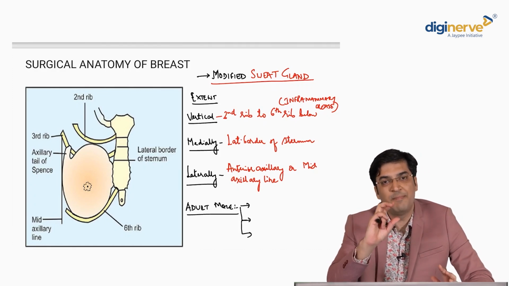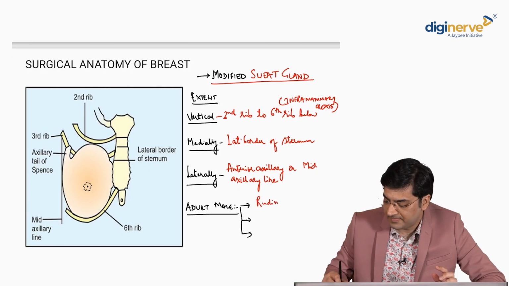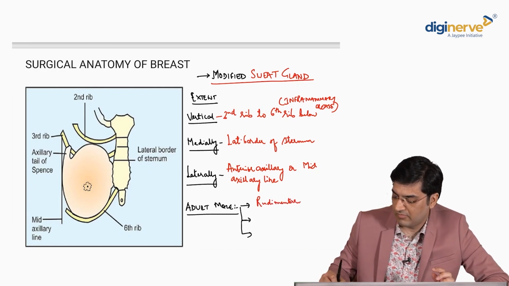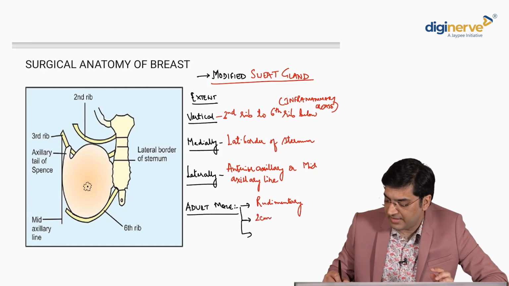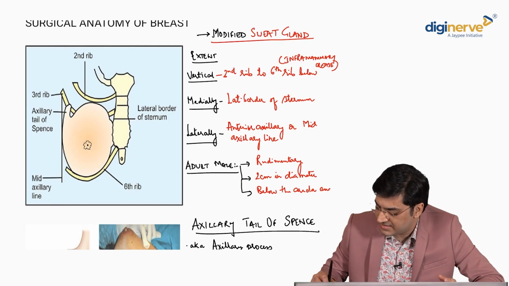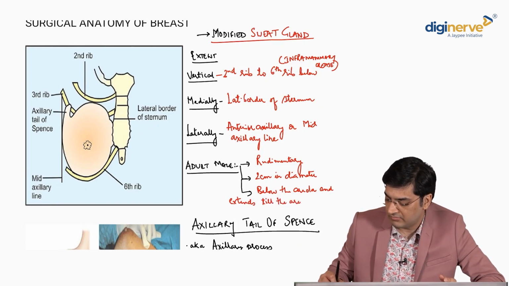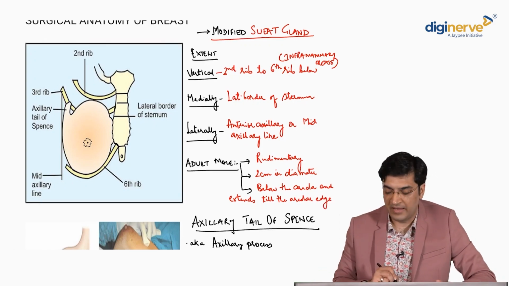Now, when we talk about the male breast, it is generally a rudimentary structure, about 2 centimeter in diameter. It lies below the areola and extends till the areolar edge. All right. So, this is about the adult male breast now.